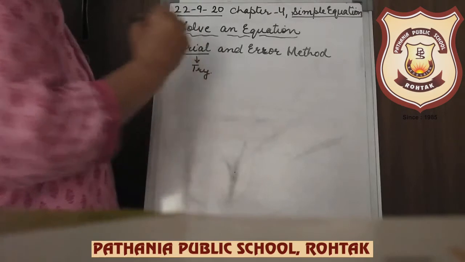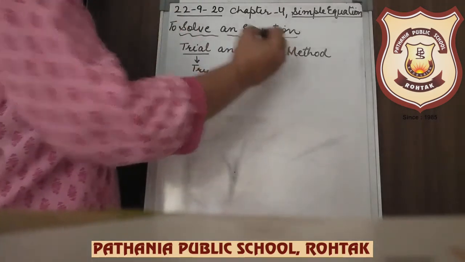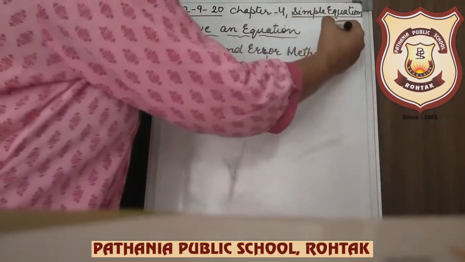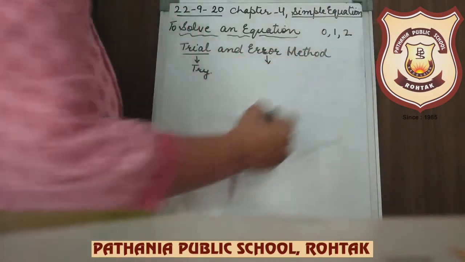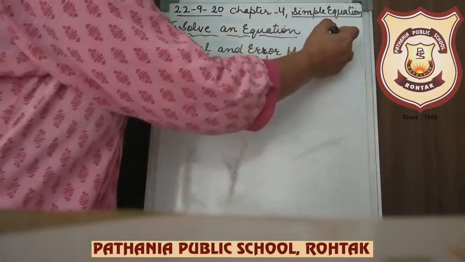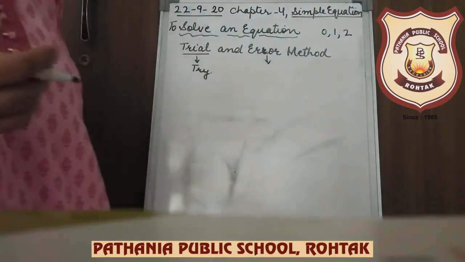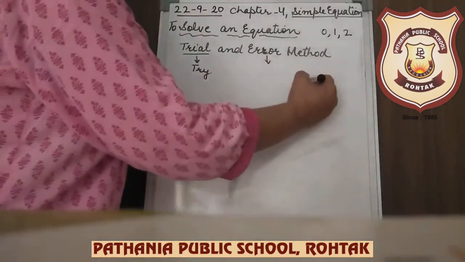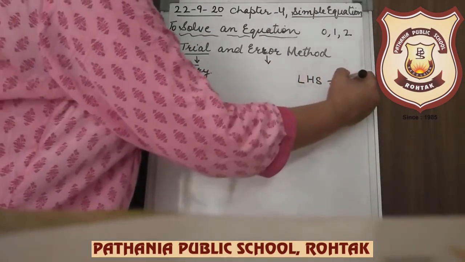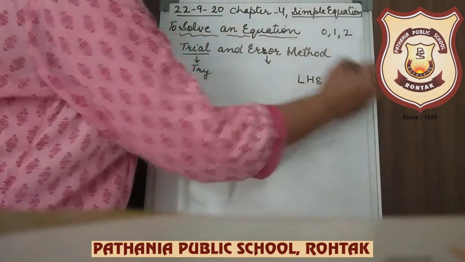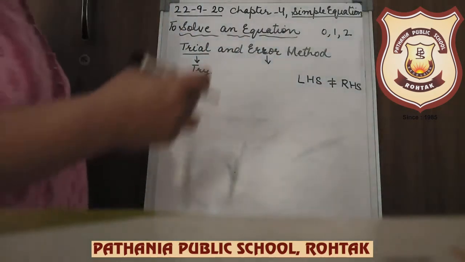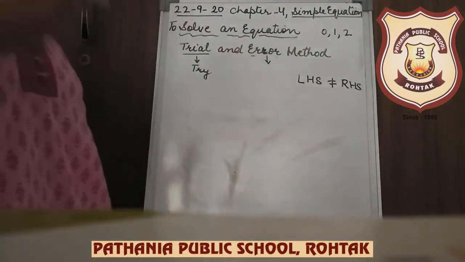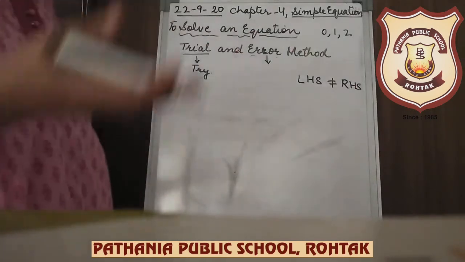And error means that whatever values you have opted for, suppose 0, 1, 2, for some values of the variable the answer may not come correct. That is, the left hand side is not going to be equal to the right hand side. So that value of the variable is incorrect. So we call that an error, a mistake has been done. So we will go for another value.